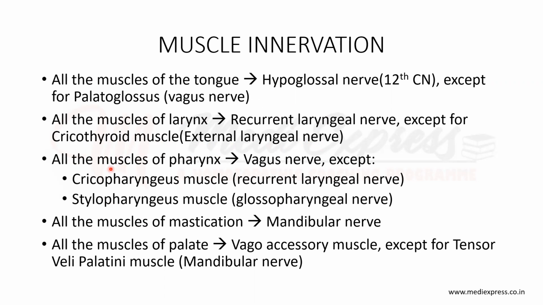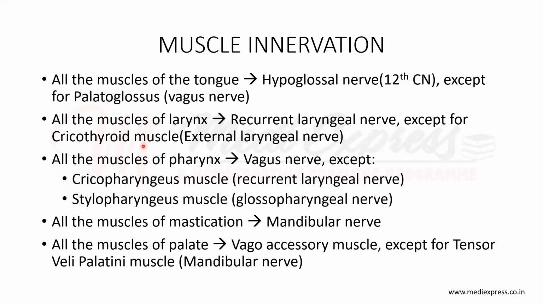Okay, now talking about the pharynx. All the muscles of the pharynx are supplied by the vagus nerve, except for two muscles, the cricopharyngeus muscle and the stylopharyngeus muscle. Remember, the cricopharyngeus muscle is supplied by the recurrent laryngeal nerve, but the stylopharyngeus muscle is supplied by the glossopharyngeal nerve. Once again, I'll repeat. This is the nerve innervation to all the muscles. Muscles of the tongue we have already dealt with in detail. It is palatoglossus by vagus and the rest everything by hypoglossal. All the other extrinsic as well as the entire intrinsic muscles are by the hypoglossal nerve. For the larynx, the recurrent laryngeal nerve supplies all the muscles except for the cricothyroid muscle, which is supplied by the external laryngeal nerve.